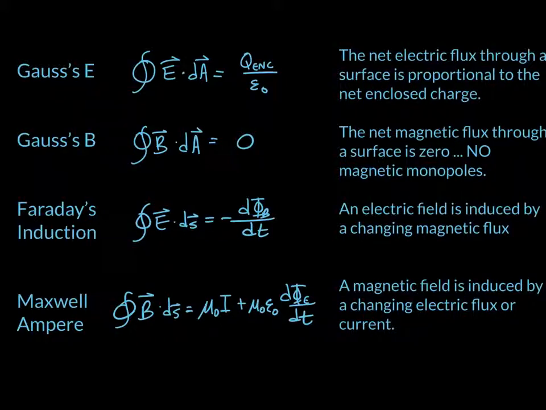But these English statements: Faraday's induction law says an electric field is induced by changing magnetic flux. The Maxwell-Ampere law is the reverse of that. A magnetic field is induced by changing electric flux or a current. So the main events are about how flux changes induce other flux changes. All right? But obviously conduction current will do that as well. So Maxwell's equations cover a lot of ground in electrodynamics.